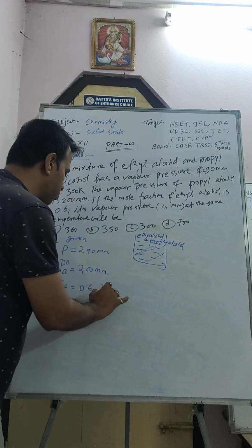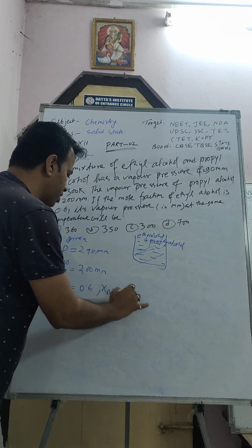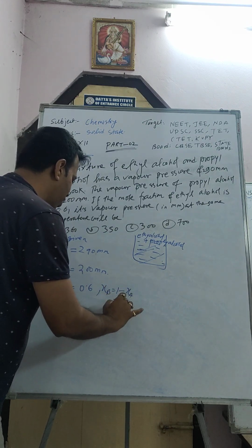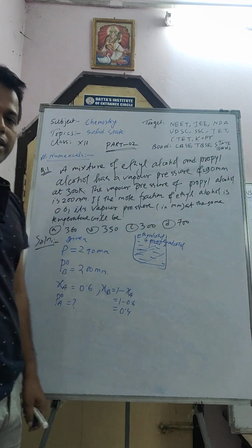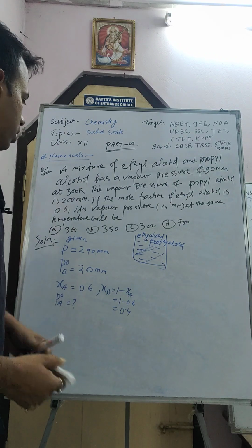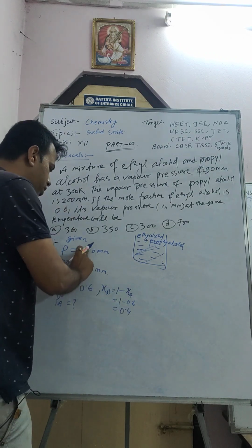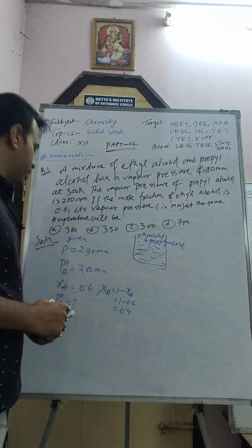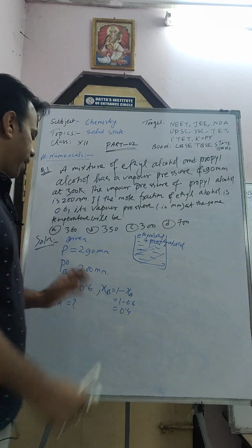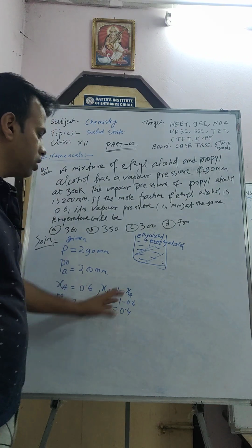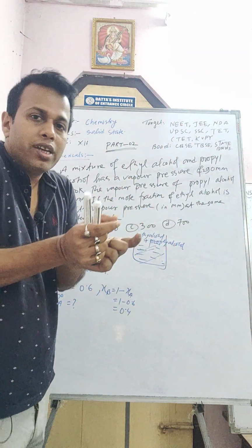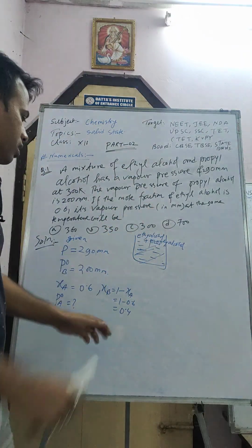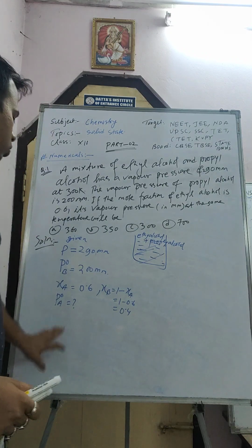Here XB will be 1 minus XA, that is 1 minus 0.6 equal to 0.4. So P is 290 mm, the total pressure of the mixture. Then P0B is 200 mm, XA is 0.6, and XB will be 1 minus XA. XA and XB always add up to 100%, that is 1. So XB equals 0.4. So we have to find out this one.